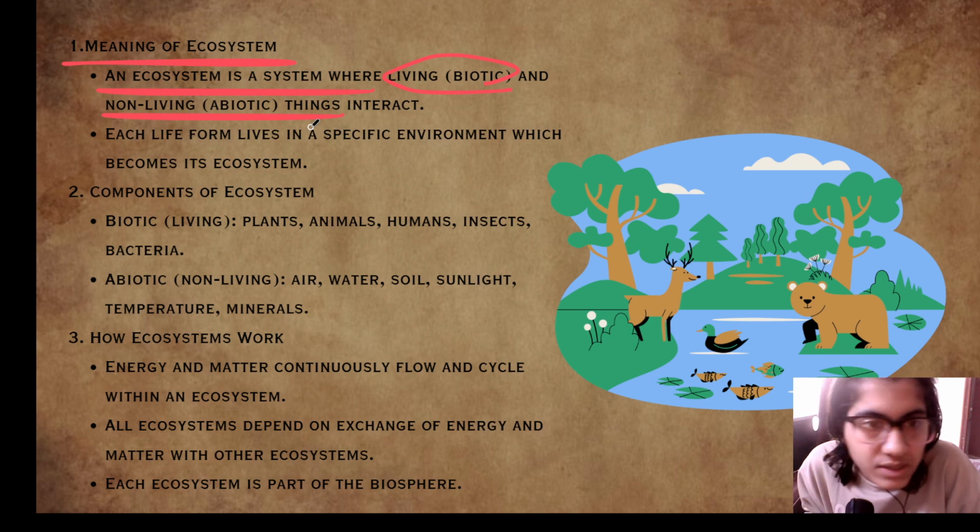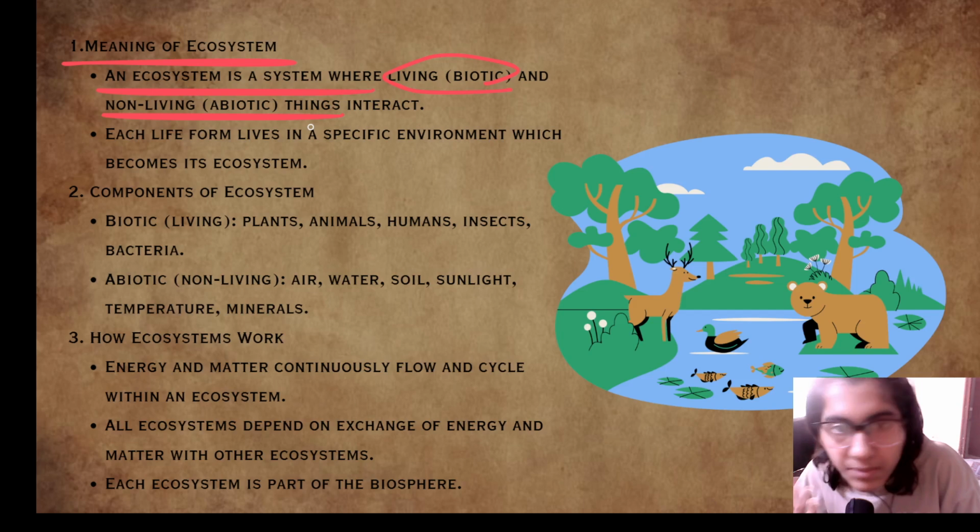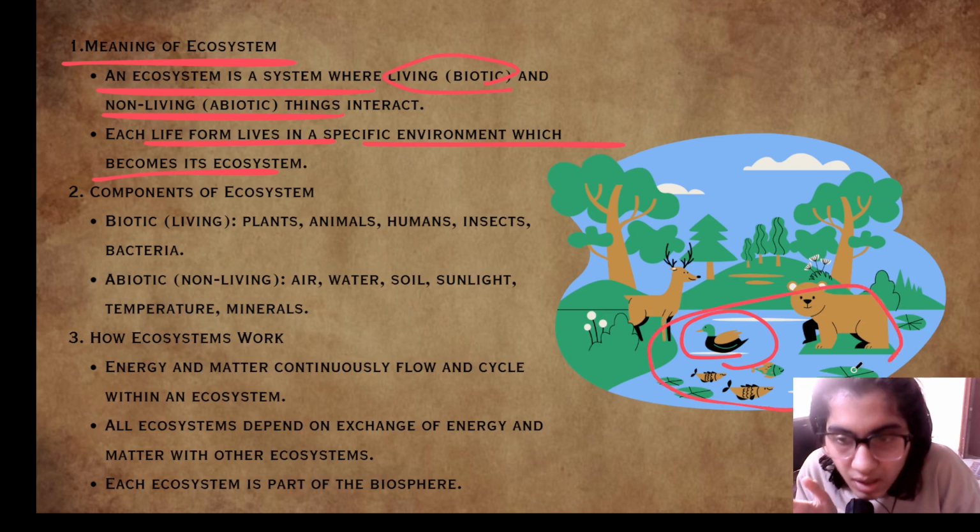What does it mean to interact with each other? That means living organisms like us interact with non-living things like plants. We need oxygen from plants, and things like that. Animals eat plants. Some animals eat other animals. So everybody is interacting with each other. Each life form lives in a specific environment which becomes its ecosystem. For example, suppose this duck is living in water, so this whole river or lake becomes her ecosystem.